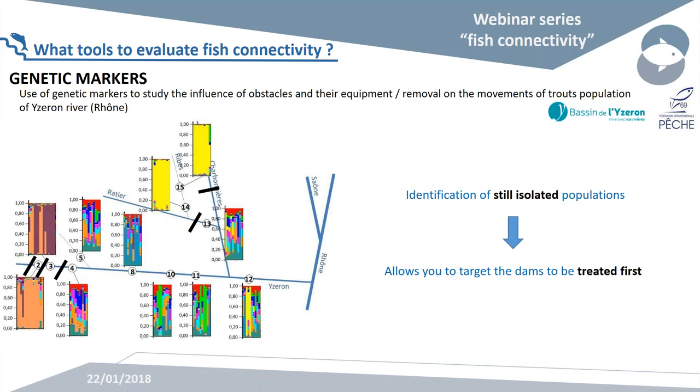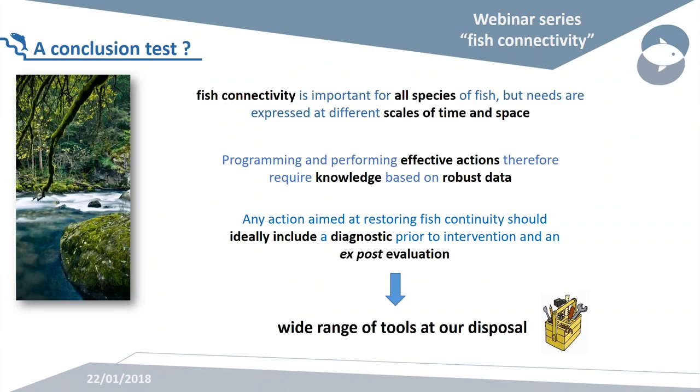Okay, so thanks to this genetic study, we highlight the good results of the action in some places, but we also identify still isolated populations, and it's an important point for the river manager, because he can identify and prioritize his future action on dams. Okay, so I finished presenting these different tools, and I'm going to the conclusion now.